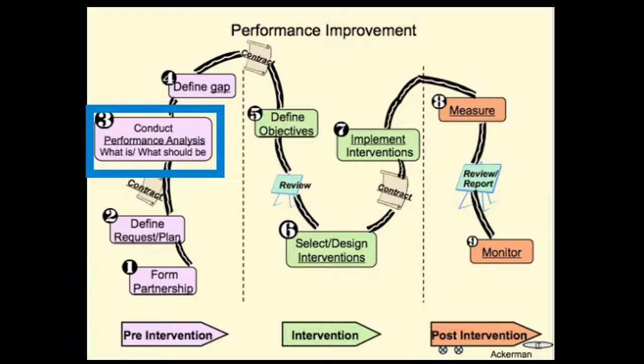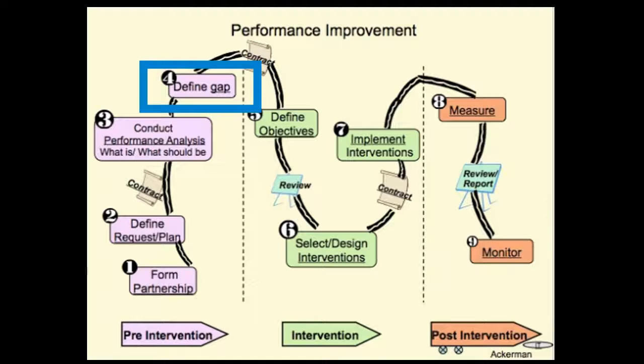The third step is conducting a performance analysis. A performance analysis is vital to the success of the Human Performance Improvement Plan as it identifies possible issues in an organization. The performance analysis develops a valid standard for measurement and begins at the macro level and filters down to the micro level. The fourth and final step of the pre-intervention is defining the gap.